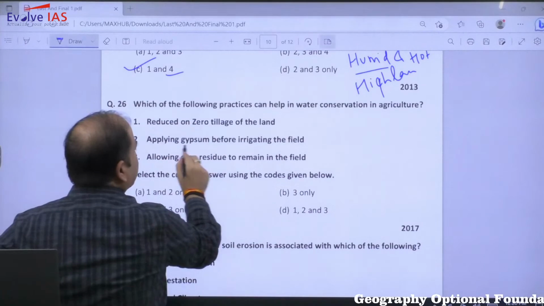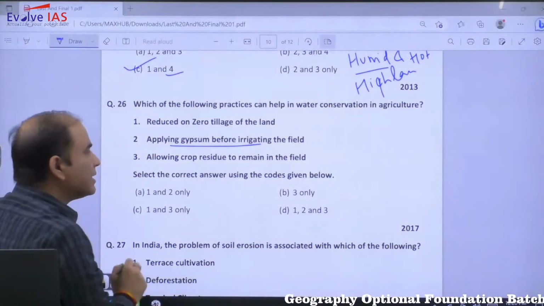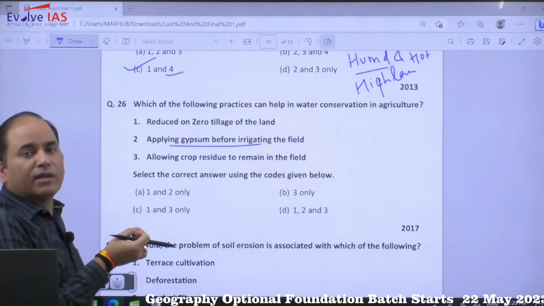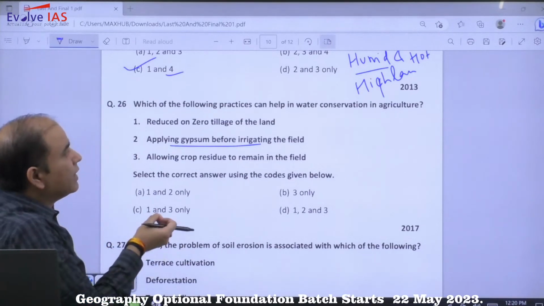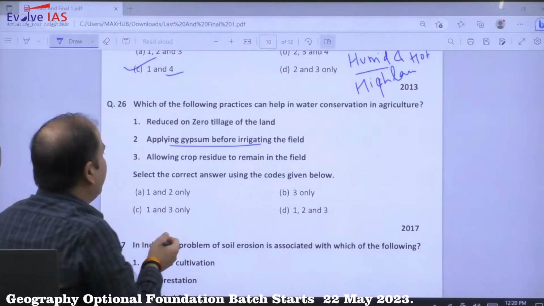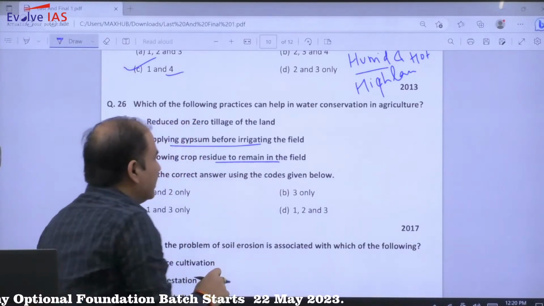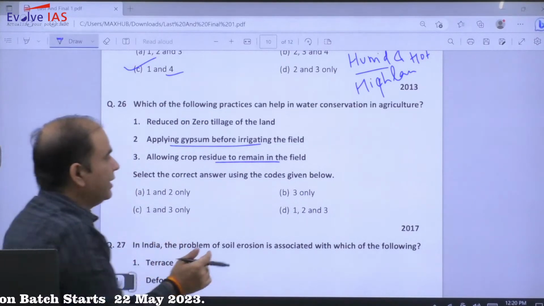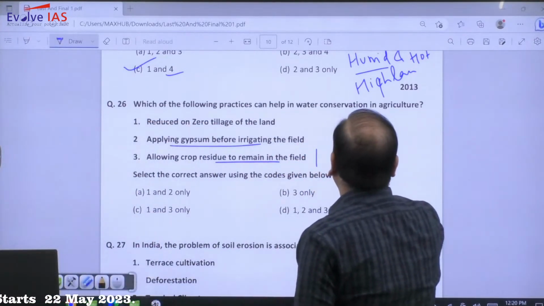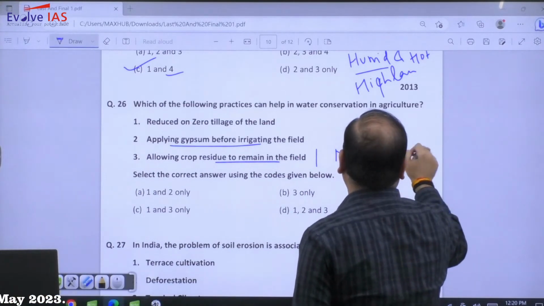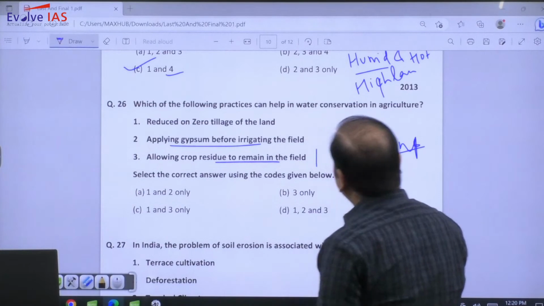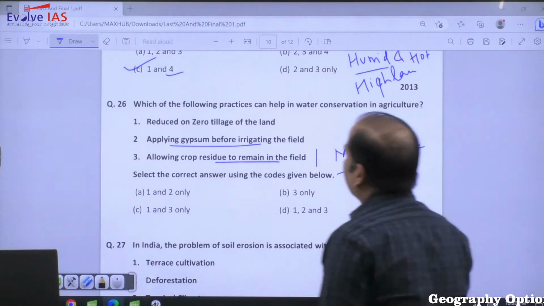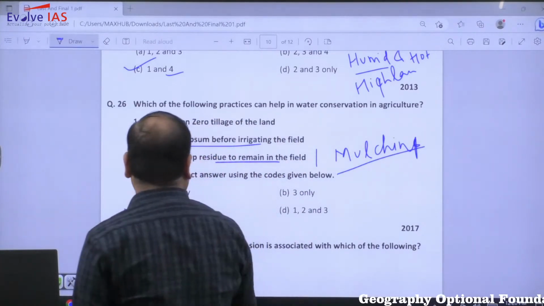Then second is applying gypsum before irrigating the field. As far as gypsum is concerned, gypsum is used for solving some of the problems of salinization, not associated with the conservation of the soil. Allowing crop residue to remain in the field: this crop residue is being allowed to remain in the field, and this method is referred to as mulching. So mulching is a method that is utilized to conserve moisture. So yes, that is also correct. So the answer of this question will be 1 and 3.